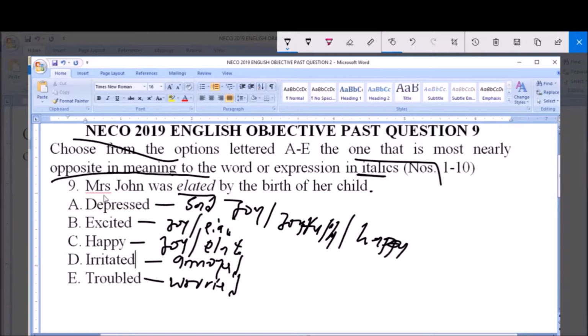Depressed simply means sad or sorrow, and so on and so forth. So option A, which is depressed, is our correct option. So option A is correct.